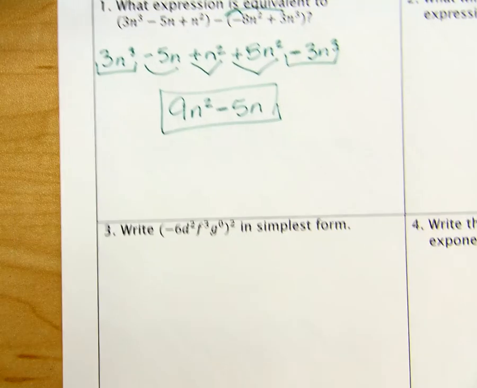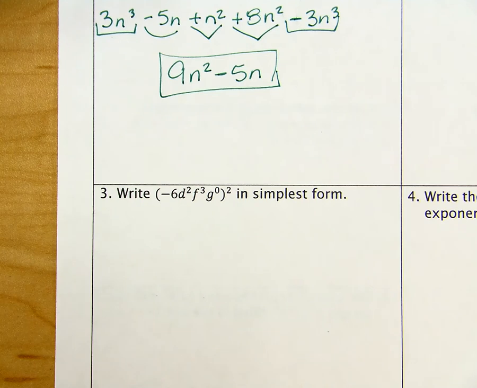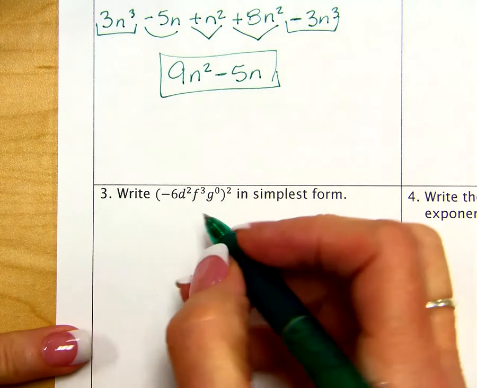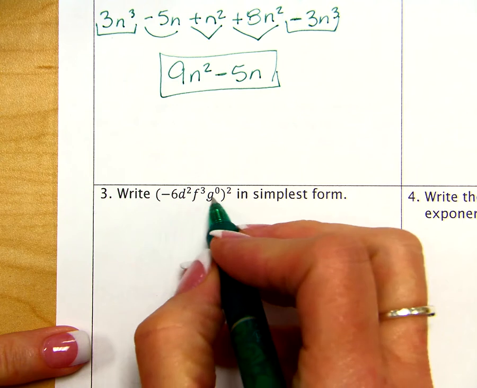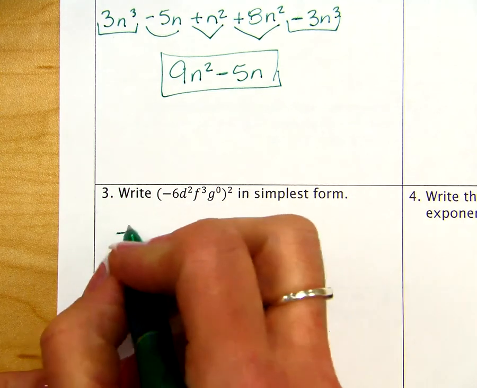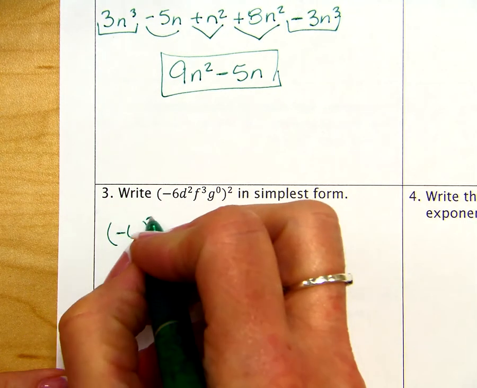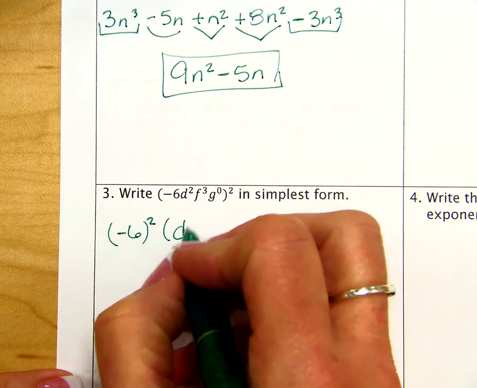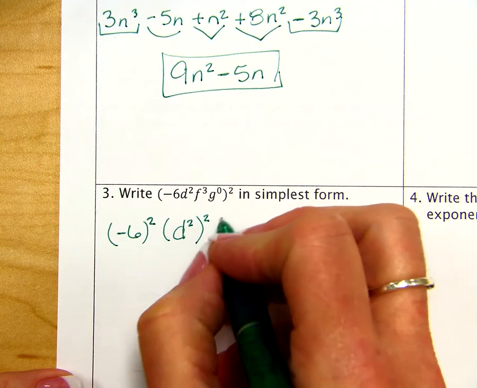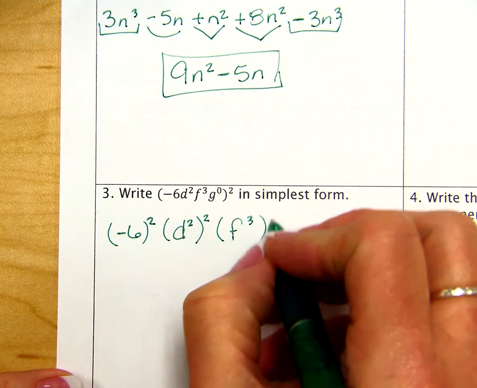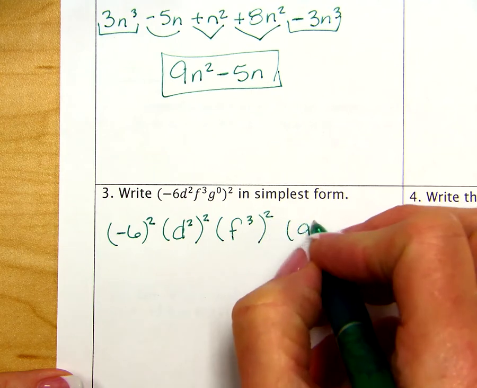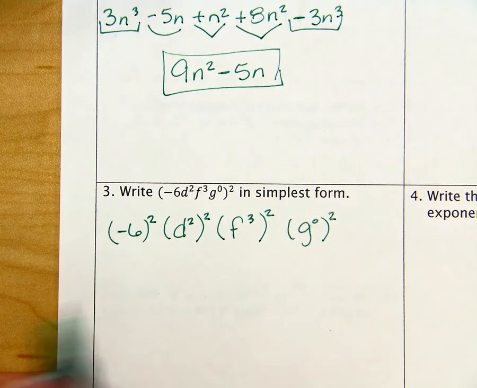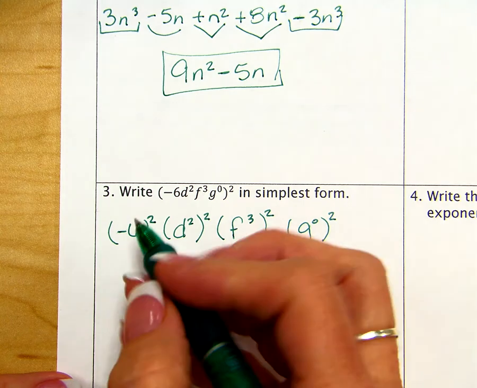Problem number 3. They want us to write this expression in simplest form. So what we have here is a product being raised to a power. So each factor of the product gets raised to the power. Now we need to simplify each of these pieces.